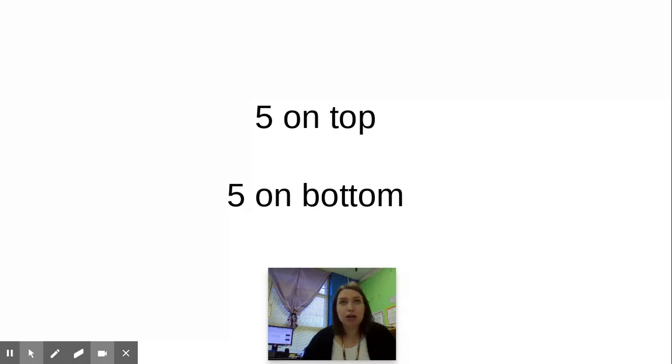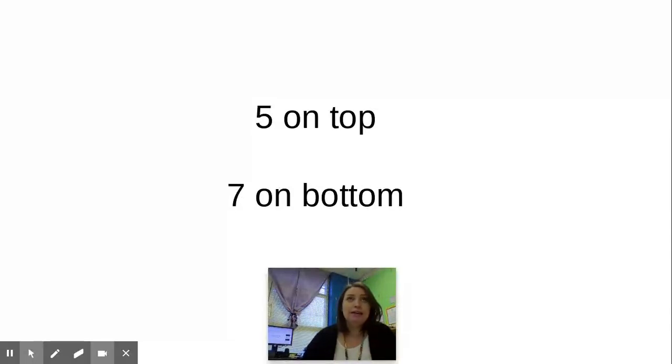And when it says on top and on bottom, you can think about two groups of 10 frames, two 10 frames. So think about that. There's 5 in a 10 frame at the top and 5 in a 10 frame at the bottom. So 5 and 5 would fill up one 10 frame. So 5 and 5 is 10. Let's go to our next page.